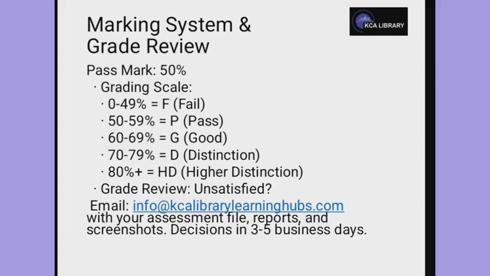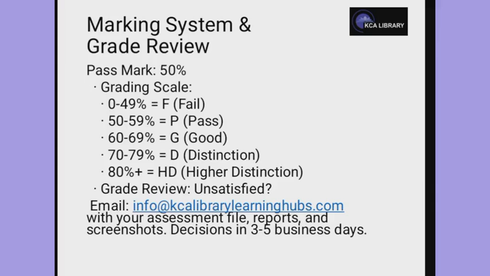Now, our marking system and grade review at KCA. The minimum pass mark at KCA is 50%, and the grading system ranges from fail to higher distinction depending on your score. For instance, a score between 0 and 49% is a fail. 50 to 59% is a pass, while 60 to 69% is a good grade, while 70 to 79% is distinction, and 80% and above represents higher distinction.